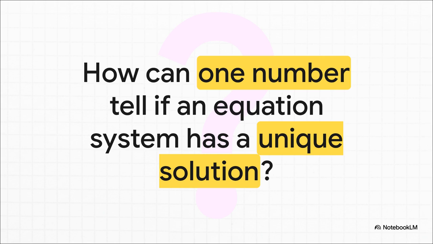So, it all kicks off with a question that honestly sounds a bit like a magic trick. How is it possible that one single number, pulled from a whole grid of other numbers, can tell you for sure whether a system of equations even has a unique solution? That's the mystery we're going to unravel.